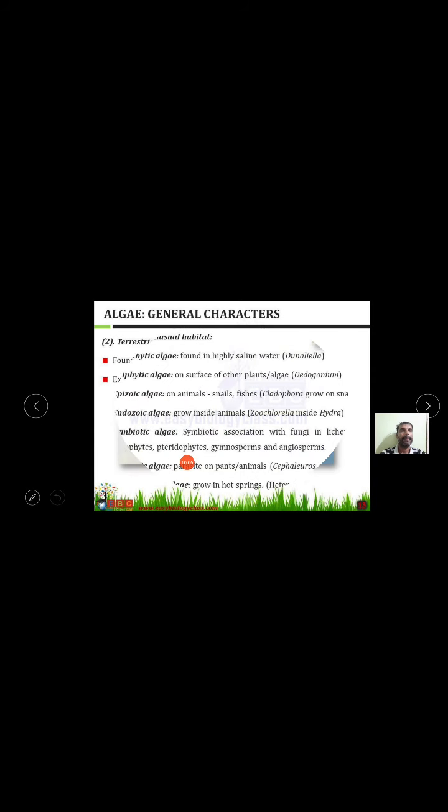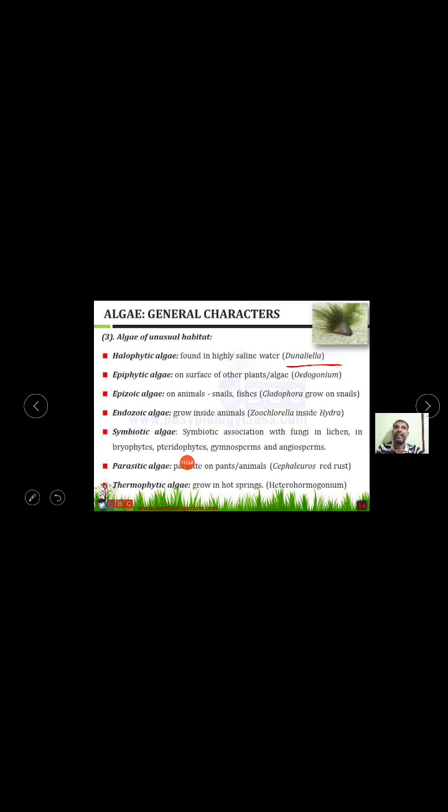Next, algae with unusual habits. For example, algae that grow in saline water belong to halophytic algae, such as Dunaliella. Next, epiphytic algae. Epiphytic means growing on other plants, on the surface of trunks and leaves, or on other animals. The best example is Oedogonium.